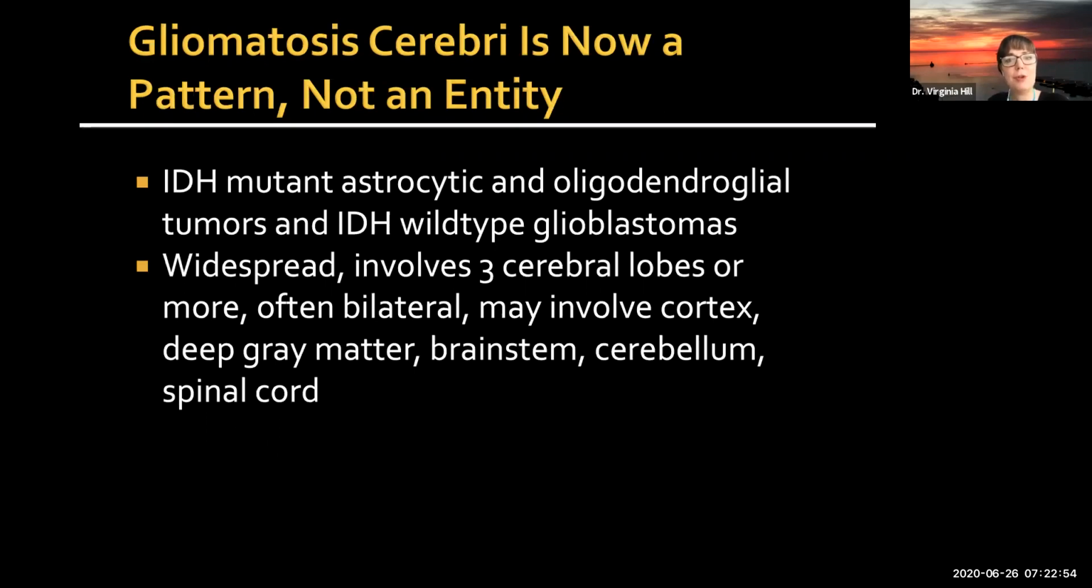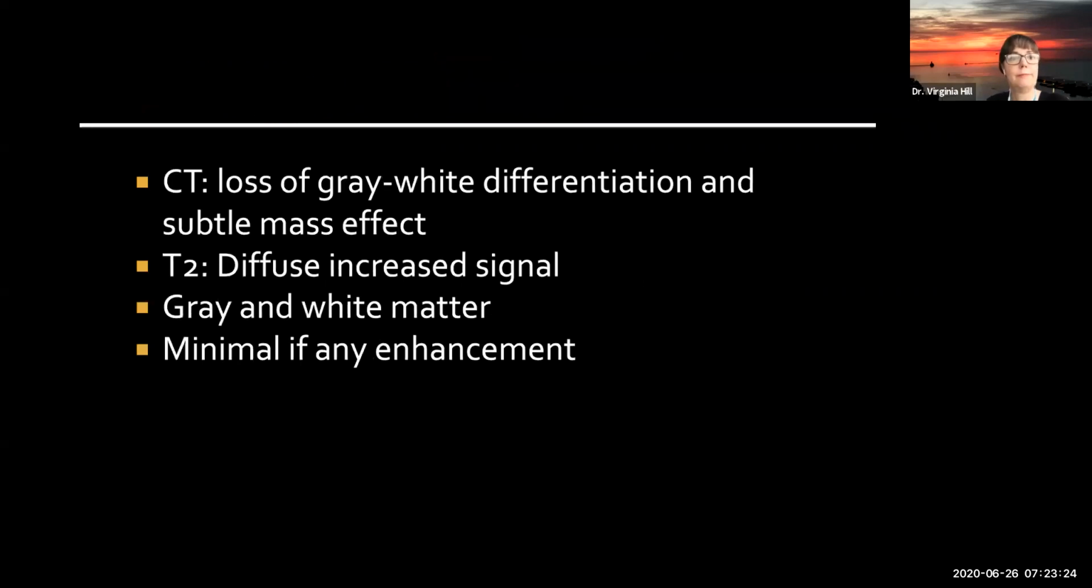This occurs in IDH mutant astrocytic and oligodendroglial tumors, and also in IDH wild-type glioblastomas. I have seen a number of very high-grade, aggressive, terrible tumors that really started as gliomatosis cerebri. So it's important to really think of these as a potentially extremely aggressive tumor. This tumor is widespread, involves 3 cerebral lobes or more, often bilateral, and may involve the cortex, deep gray matter, brainstem, and cerebellum and spinal cord.